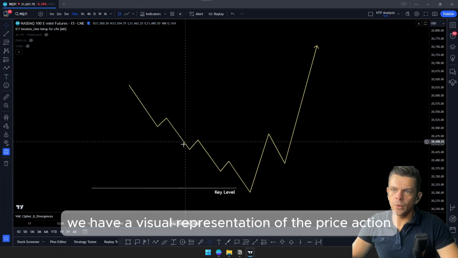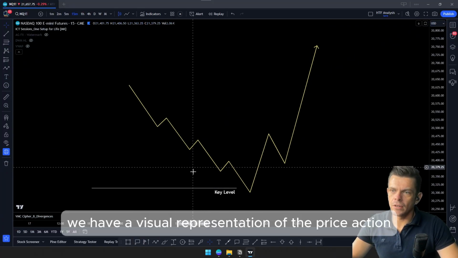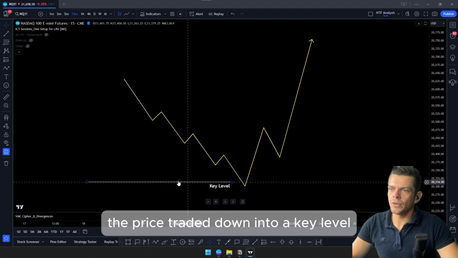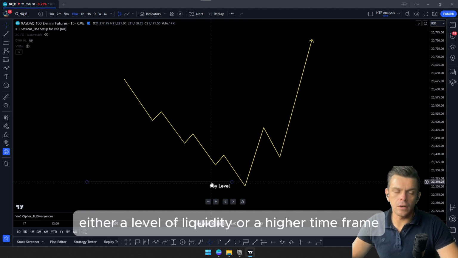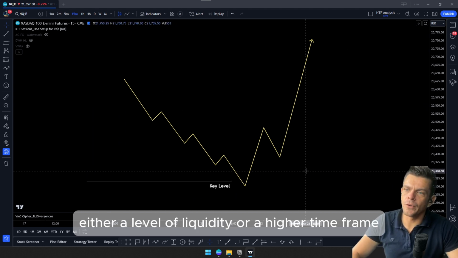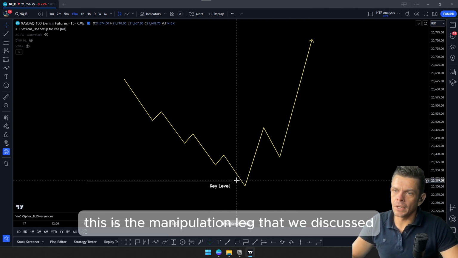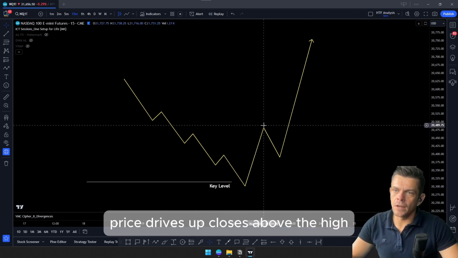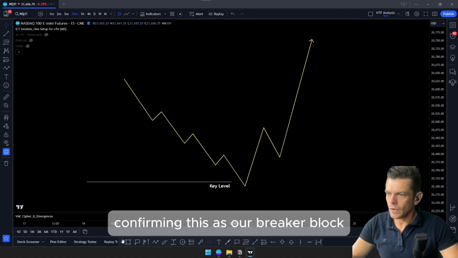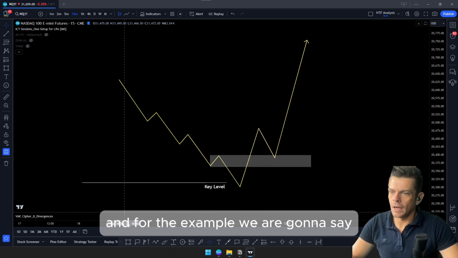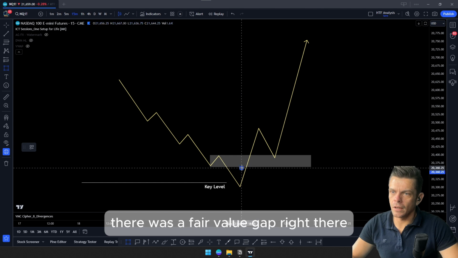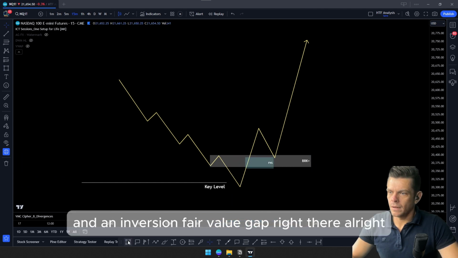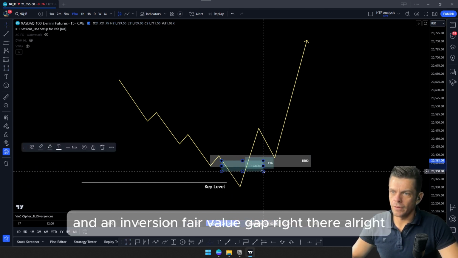Okay, so right here we have a visual representation of the price action. The price traded down into a key level, either a level of liquidity or a higher time frame PD array. This is the manipulation leg that we discussed. Price drives up, closes above the high, confirming this as our breaker block. And for the example, we are going to say there was a fair value gap right there and an inversion fair value gap right there.